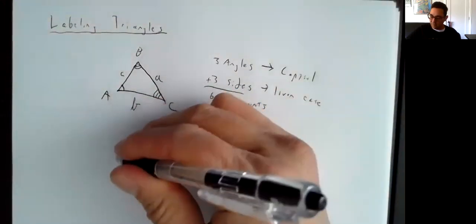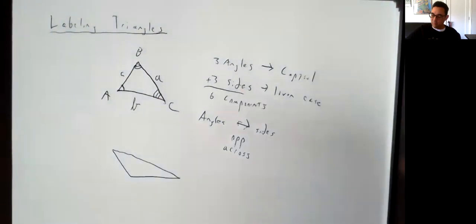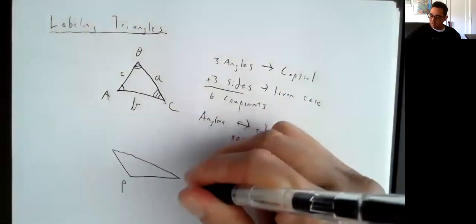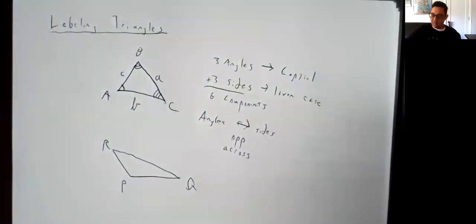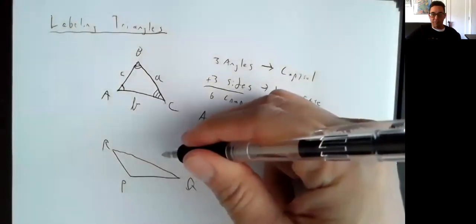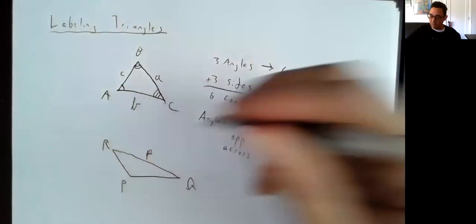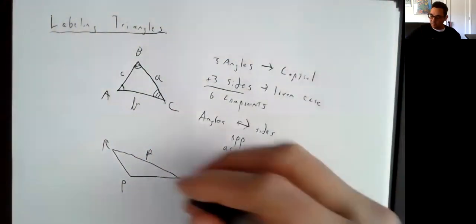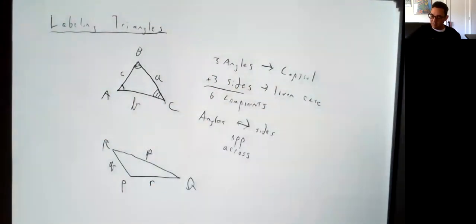Okay, so if you had another triangle, maybe I'll draw an obtuse one, and we'll call this one, say, P and then Q and then R. Then this side would have to be what? p, q, or r? Well, it would have to be p. I'll do a cursive p. Q is over here, and R is right there.